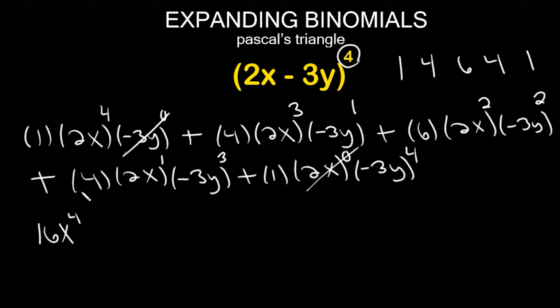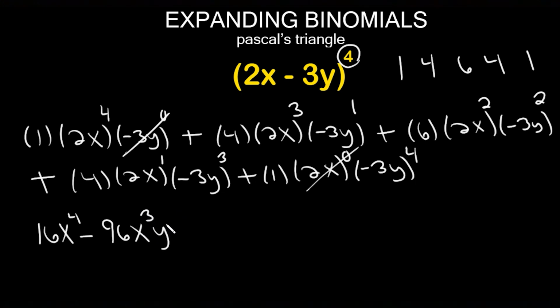Okay, that part's done. Moving on to the next part. We have this 2x to the third power. So that's really 2 to the third power, which will give you 8. 8 times 4 is 32. And then we have this part here, this negative 3y to the first power. So that's just going to be negative 3y. So I have to do 32 times a negative 3. When I do that, I get negative 96. So I'm going to put here negative 96. And then taking care of my variables, I'll have x to the third power. And then y. Okay, that part's done.